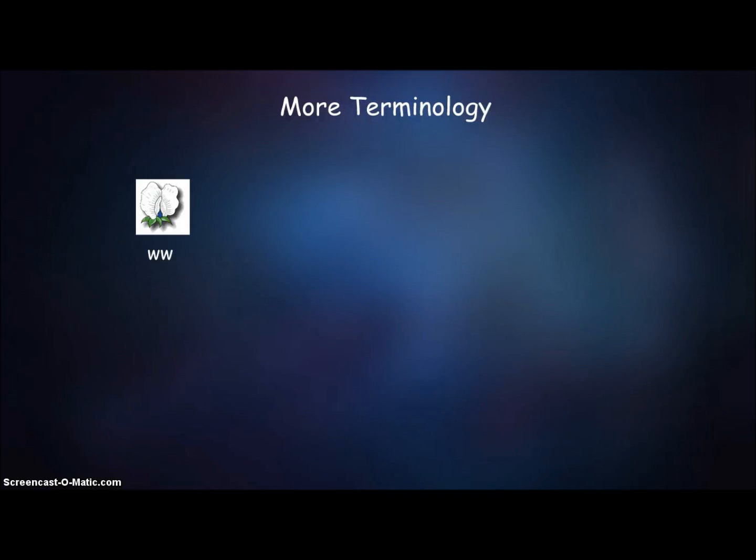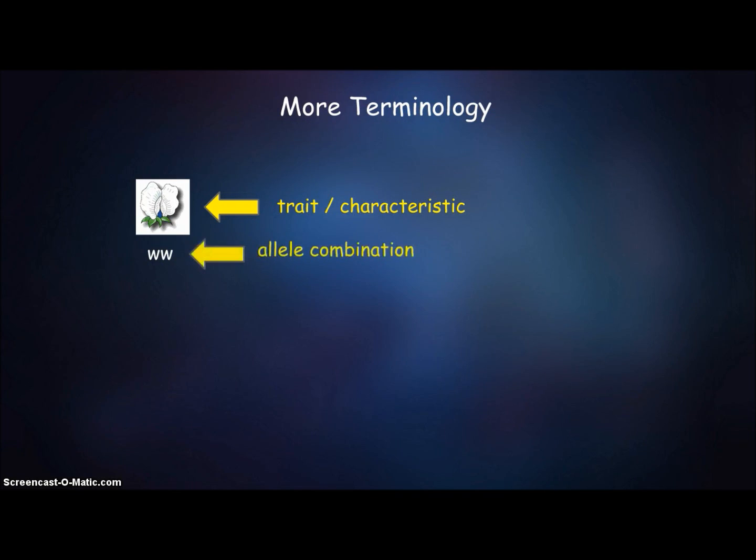So let's talk about some more terminology here, trying to understand all the genetics. So here we have a white-flowered plant with, of course, 2 lowercase w's. Now, the white flower is the trait, or the characteristic that you're actually looking at. That's the thing that Mendel was actually looking at in the garden. He wanted to know what color flower he was looking at. So that's the trait, or the characteristic. The 2 W's, or the code letters, are what we call the allele combination.